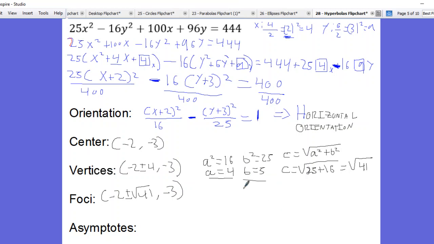Our asymptotes, A is 4, B is 5. We have a horizontal orientation. So our asymptotes are plus minus, not A over B, but B over A. Vertical over horizontal, rise over run. So 5/4 times x minus h, so that's going to be x plus 2, plus k. K is negative 3, so it's going to be minus 3. Those are our asymptotes.